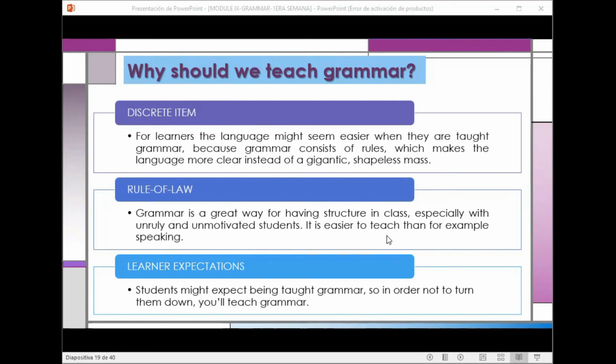And the last one is learner expectations. Students might expect to be taught grammar, so in order not to let them down, you teach the grammar. So notice, here you have these different aspects.